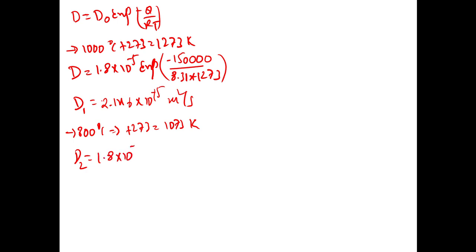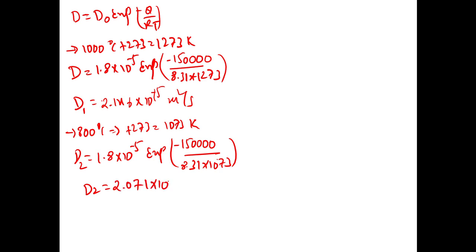1.8 into 10 to the power minus 5 exponential of minus 1400 divided by 8.31 into 10 to the power of minus 3, sorry, 1073. Then D2 value will be 2.071 into 10 to the power of minus 13 meters square per second. So this will be the D1 and D2 value.